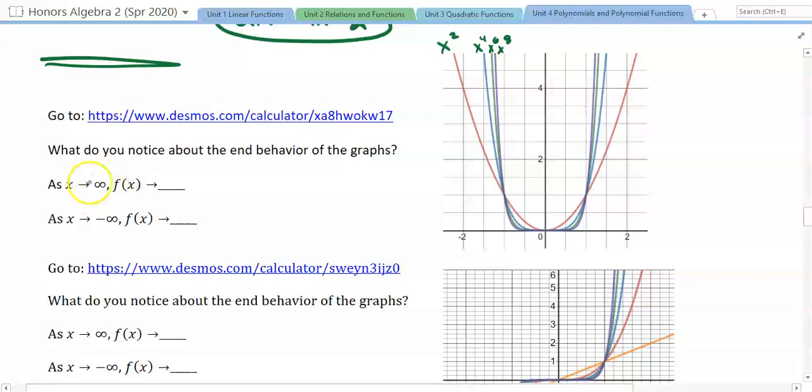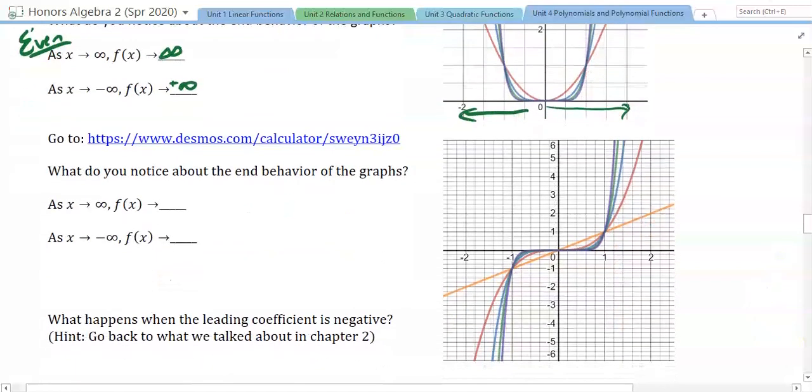Well, as x goes to positive infinity, where's y going? Y is going to positive infinity. And as x is going to negative infinity, where's the y going? Well, the y is going to positive infinity, right? Because it's going upward. Now, what do you notice about these functions that we had here? X squared, x to the fourth, x to the sixth, x to the eighth. Well, look at the powers. They're all even. And so if we have an even powered function, the end behaviors will go in the same direction. Positive to the right, positive to the left.